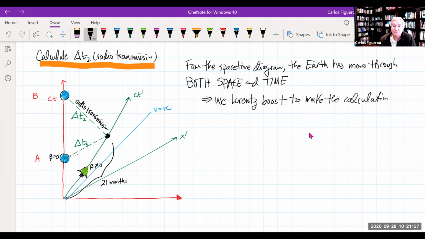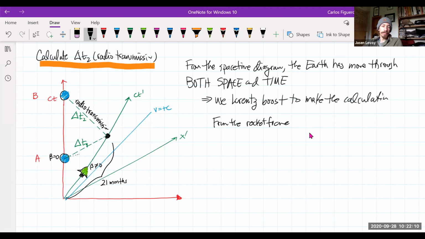There's a couple ways to do this. Okay, so now if you want to do this, how is it moving through space? Well, from the rocket frame. Sure. How do I look at it from the rocket frame?